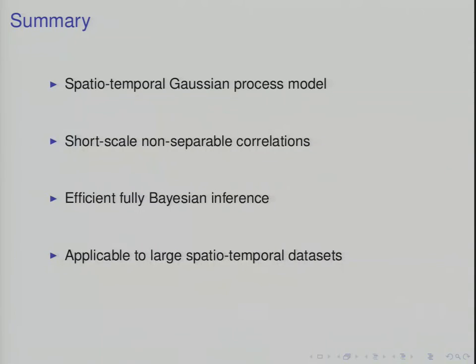So I didn't quite understand the motivation at the beginning for considering short scale kernels for the GP. Could you just go over that again? Why we model short scale? Yeah.